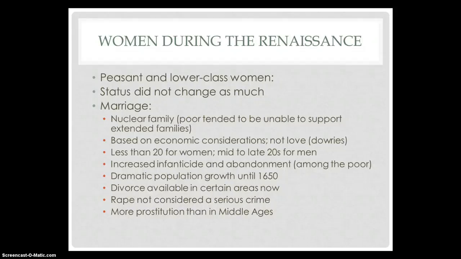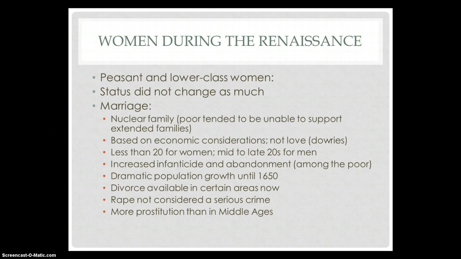In Italy, the age gap between husbands and wives was much larger than in Northern Europe. We're going to have some increased infanticide and abandonment among the poor as the population begins to grow, but the means to take care of them is not growing. Increase of foundling hospitals. Two-thirds of abandoned babies were girls, of course, because you're going to have to pay that dowry when they get older. Low rate of illegitimate births, however, so we're still having the concept of chastity until marriage. A dramatic population growth is going to happen until about 1650 as a result of the birth rate here.